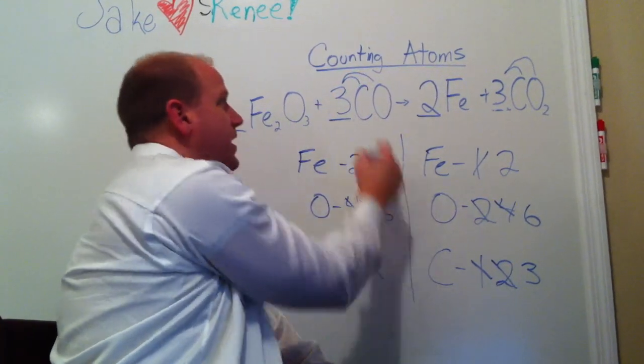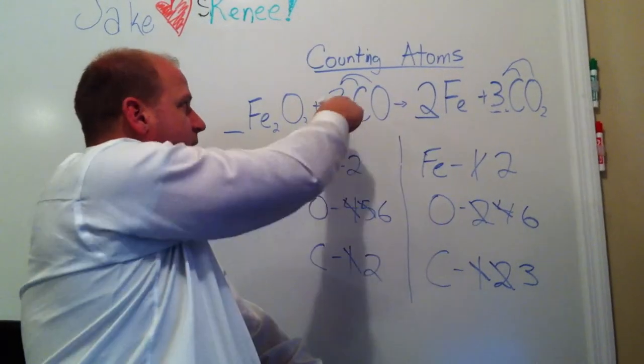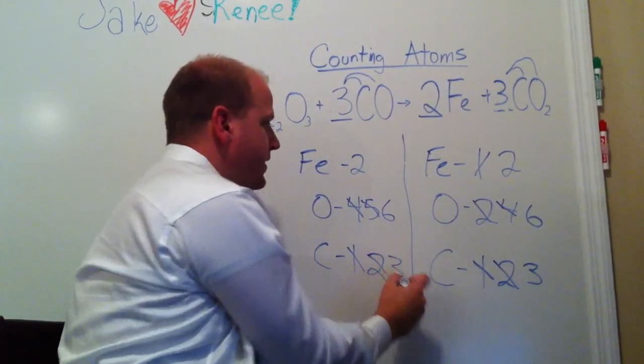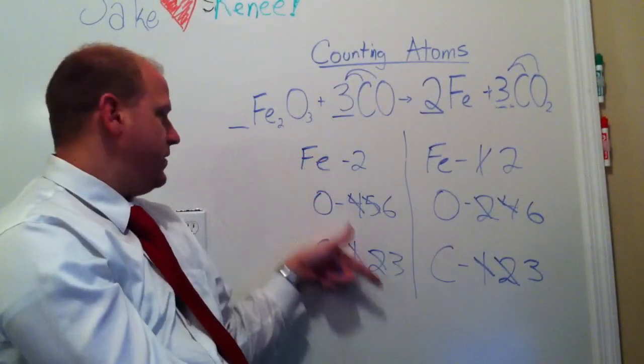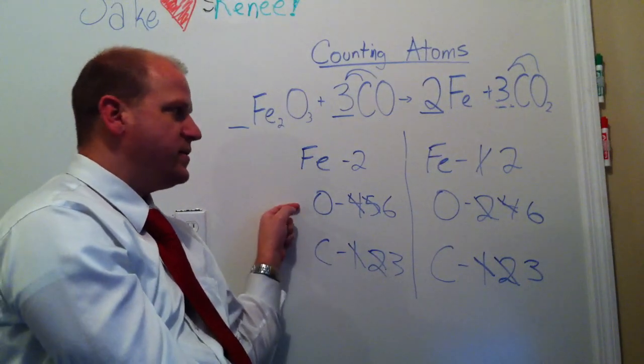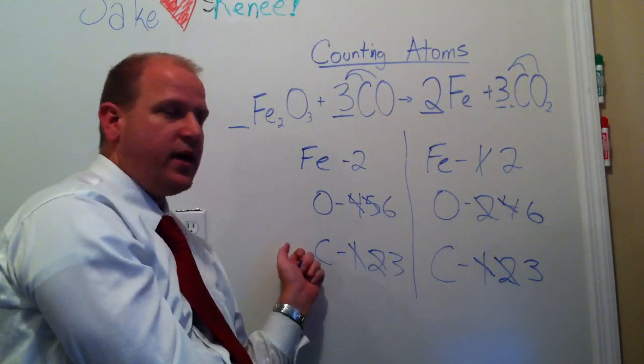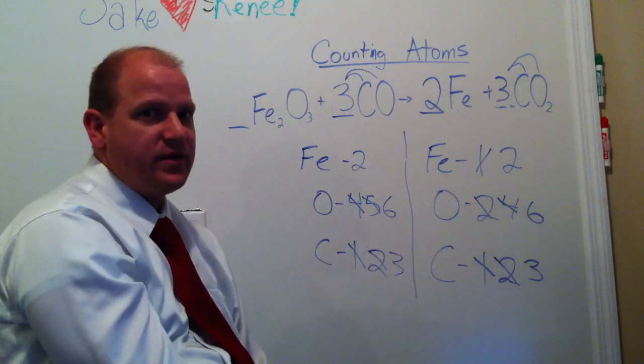That's going to give us a total of 6. But that also changes my carbon. My carbon's going to go from 2 to 3. So if I look over at my chart, I've got 2 iron, 6 oxygen, and 3 carbon on both the reactant and the product side.